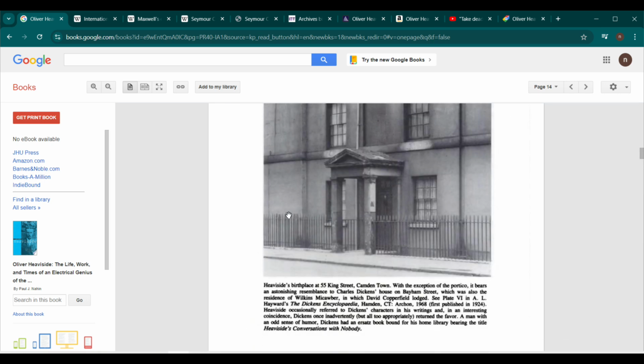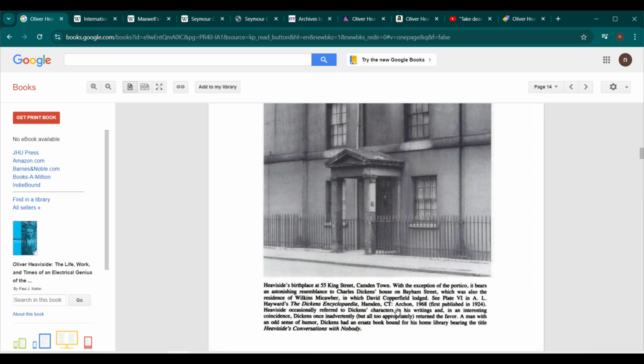So this is where he grew up. This was his house, and it says, with the exception of the portico, it bears an astonishing resemblance to Charles Dickens' house on Bayham Street, which was also the residence of Wilkins.